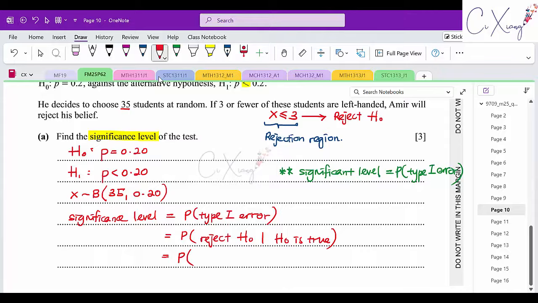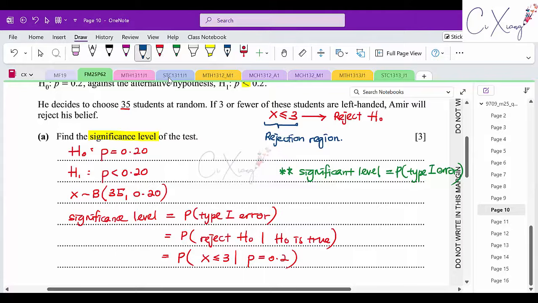So if I want to calculate the area where we reject the null hypothesis, for rejection of the null hypothesis we have to use the rejection region where x is smaller than or equal to 3. The null hypothesis is true means that p equals 0.2. Indirectly, this also tells you that later when you do any calculation, you should be using X binomial distributed with 35 and 0.2. So we have to calculate the probability here.